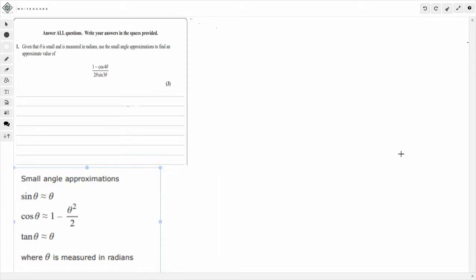Now the key bits of information that you need, you're given in the formula book, right? The new small angle approximations. So sine theta is approximately theta, cos theta is approximately 1 minus theta squared over 2, and tan theta is also approximately theta. So theta has to be measured in radians, so hopefully that's something you already know, right?